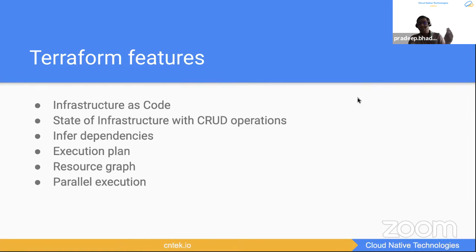Terraform tries to interact with the APIs, for example, Google APIs or AWS APIs, in parallel so that it can create the resources in parallel as much as it can.